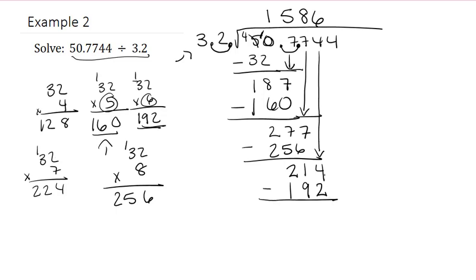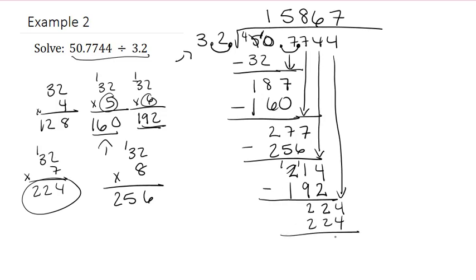4 minus 2 is 2. 1 minus 9 can't be done, so we borrow. 11 minus 9 is 2. And then what we do is our final thing is we'll bring down the next 4. And we see that this is perfect. We have a 7 here, which equals 224 when we multiply. So we put a 7 above. So 32 times 7 is 224. We subtract and we get 0.